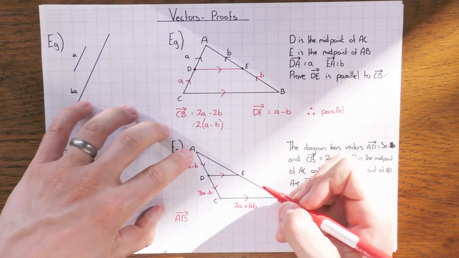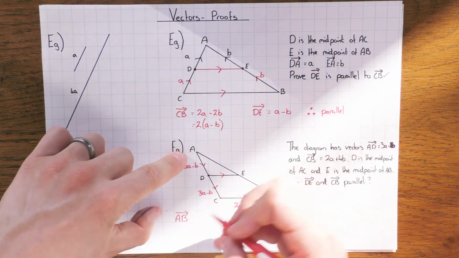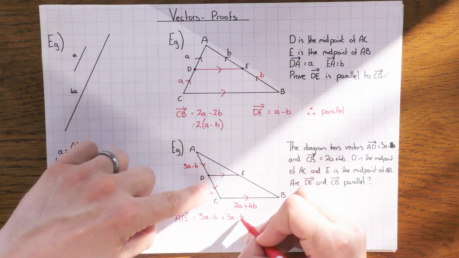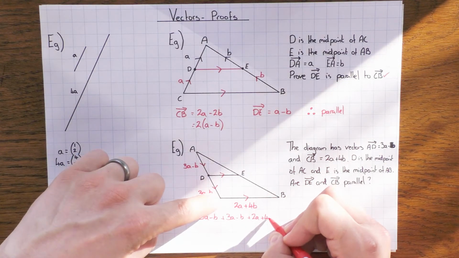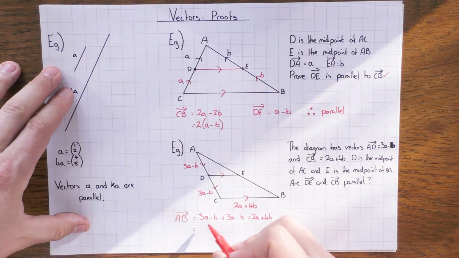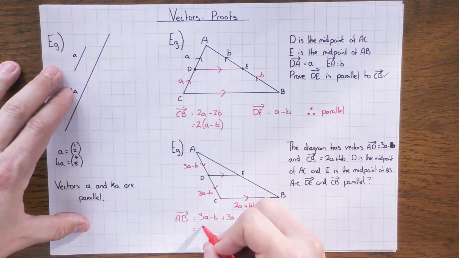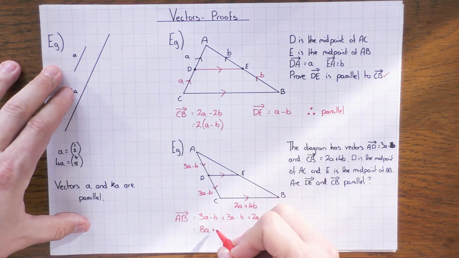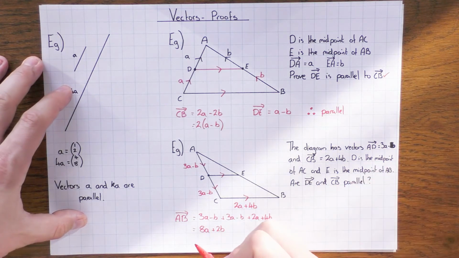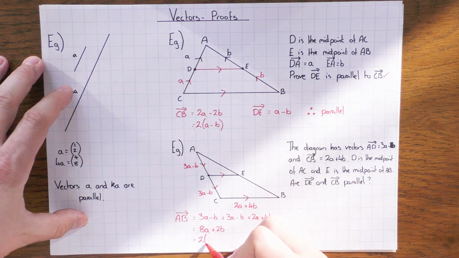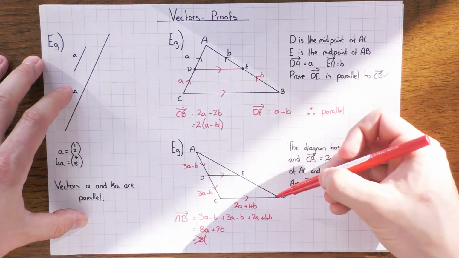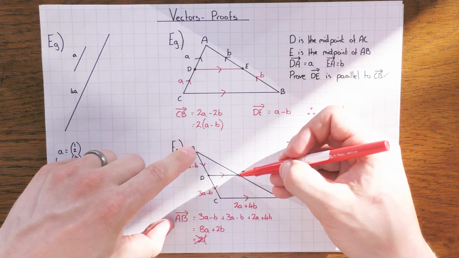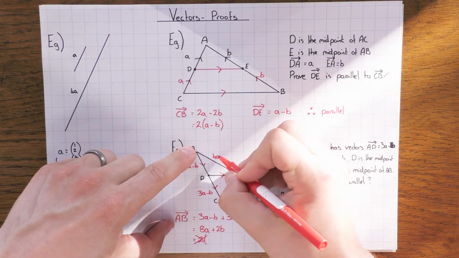So AB, I'm going to go down here and then across here. So I'm going to have 3a minus b plus 3a minus b plus 2a plus 4b, and then I'm just going to simplify that up. 3a is 6a, plus 2a is 8a, minus b is minus 2b, plus 4b is plus 2b. Sorry, I'm getting ahead of myself, that's just the whole thing. So AB is 8a plus 2b. So half of that, because this is the midpoint, would be 4a plus b.